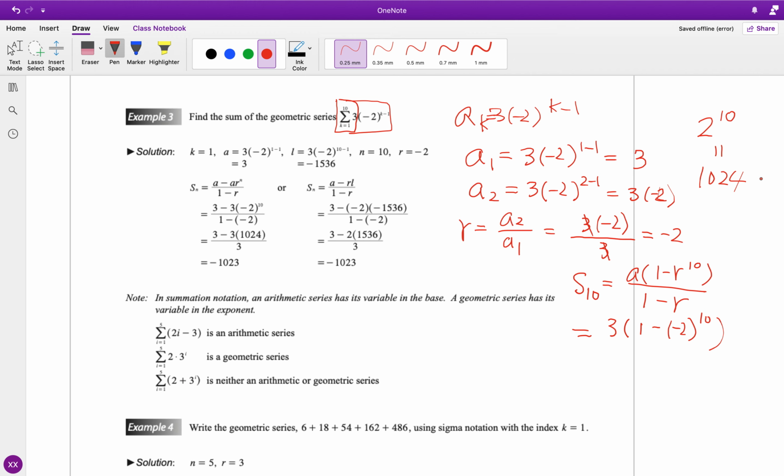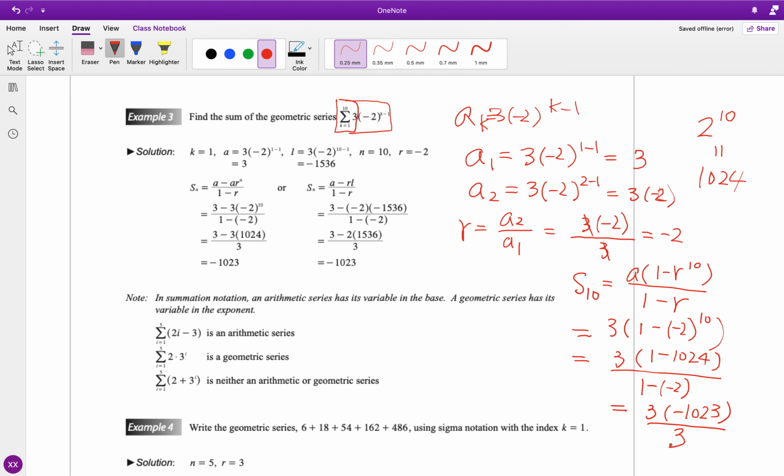Right? So this is all equal to 1024. So then that means 3, this negative positive is the same thing. So that means 1024 divided by 1 subtract negative 2. And you're just going to calculate this. So 3 multiplied by negative 1023 divided by 3.